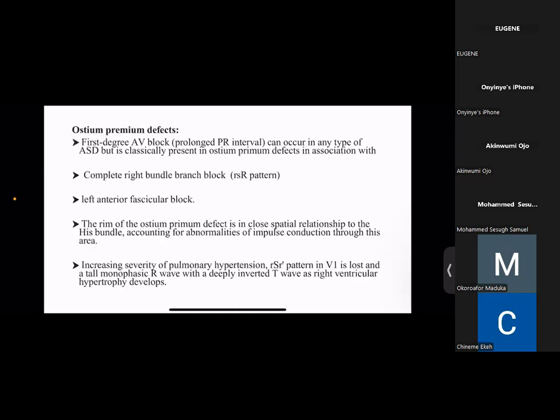For the ostium primum defect, the commonest finding is a first-degree AV block, which is a prolonged PR interval. It can be seen in most ASDs, just that it's commonest in ostium primum. Complete heart block can be seen, and at the same time there is usually a right bundle branch block, seen as the RSR pattern in V1.